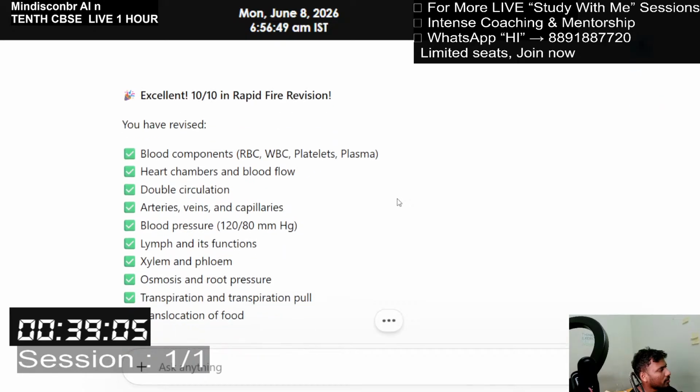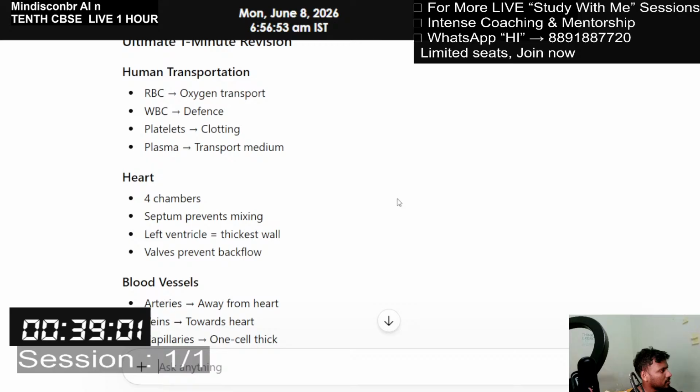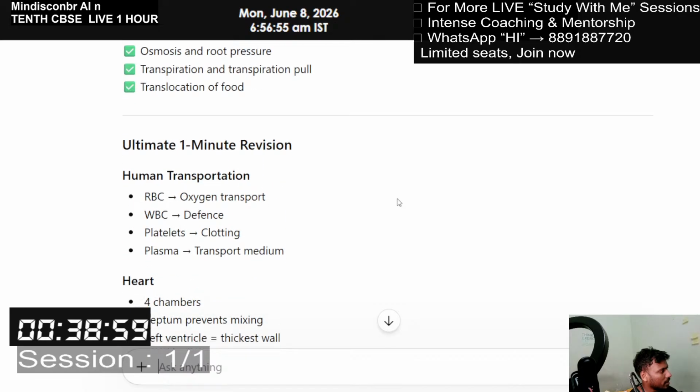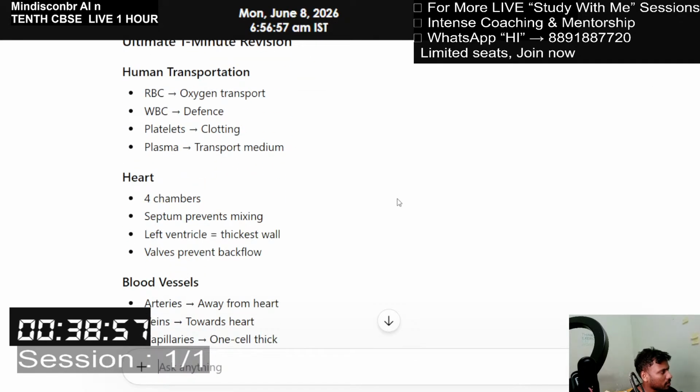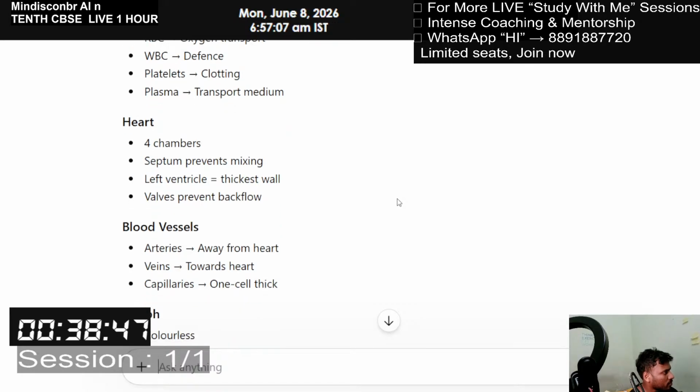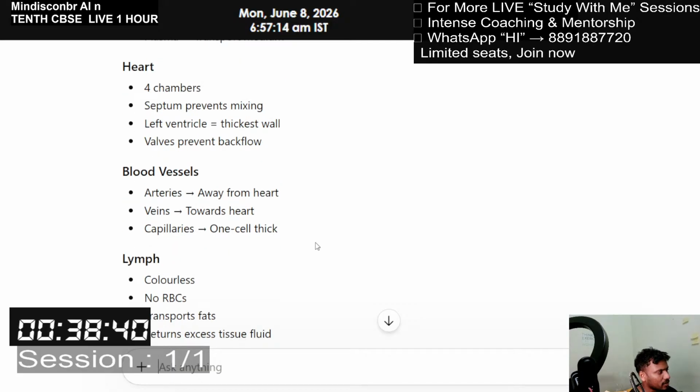You have revised blood components, RBC, WBC, platelets, and osmosis. One minute revision. Human transportation: RBC, oxygen transport; WBC, defense; platelets, clotting; plasma, transport medium. Heart, four chambers. Septum prevents mixing, left ventricle has the thickest wall, valves prevent backflow. And blood vessels: arteries carry blood away from the heart, veins towards the heart, and capillaries are blood vessels which are one cell thick.